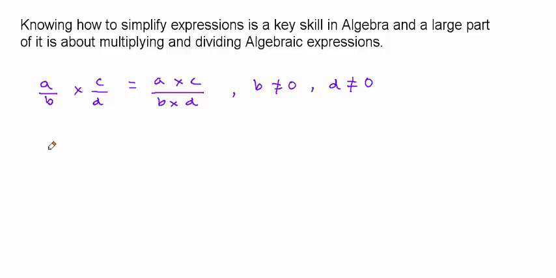And let's say if we want to divide the fraction a over b with the fraction c over d, this time you probably know that you want to flip this fraction over and change the division to a multiplication. Therefore, we have a over b times d over c, which is a times d over b times c. And in this case, b and d cannot be equal to 0, and so is c.